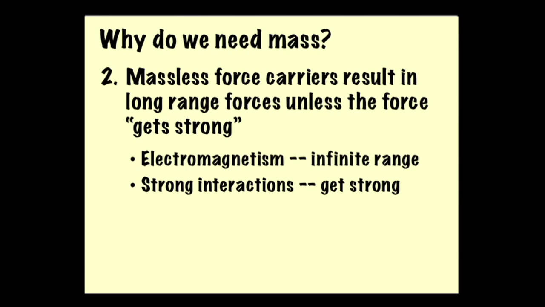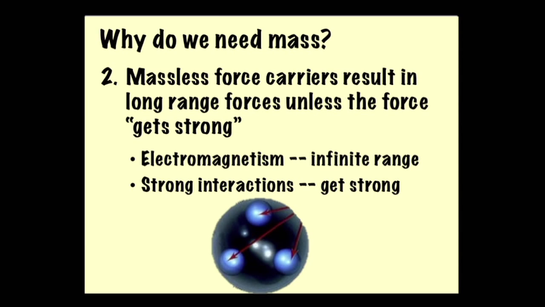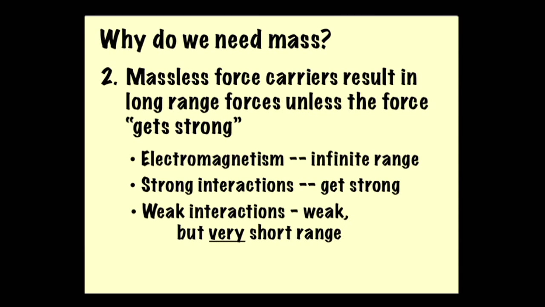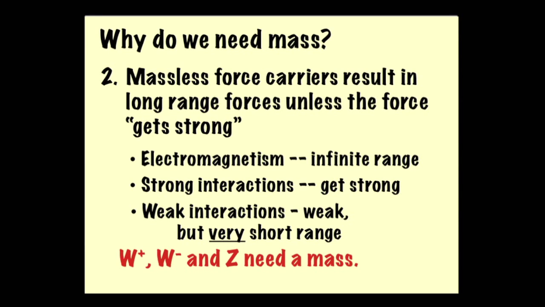The strong interactions, this color interaction carried by the gluons, it actually does get strong, and that's what keeps quarks inside of protons and neutrons. But our last interaction, the weak interaction, is weak, and it's very short range. What does that mean? It means that the distance over which weak interactions work is much smaller than the diameter of a proton. Okay. So if weak interactions were carried by massless particles like photons, they wouldn't behave like that. So we don't understand weak interactions unless the W plus and minus and Z, the things that carry it, have a mass. So what have we learned? We learned there are particles that things are made of, quarks and electrons. They need a mass. There are particles that carry force, and some of them need a mass.